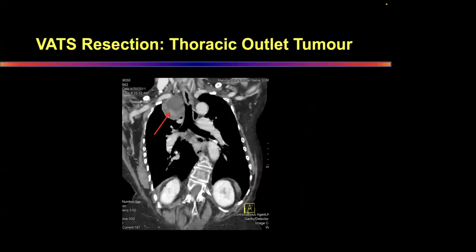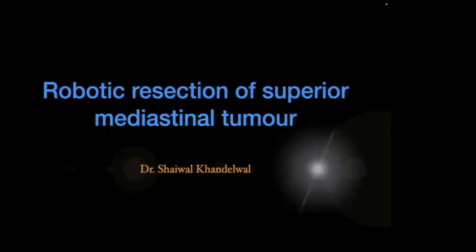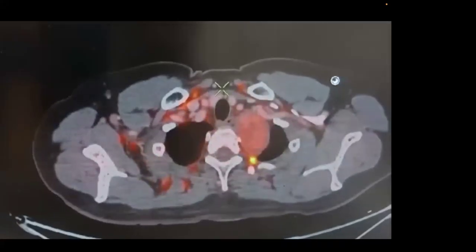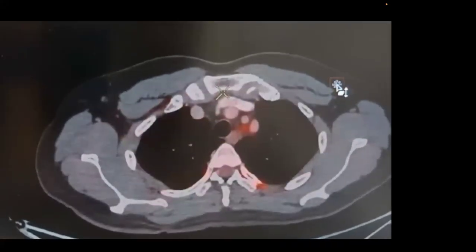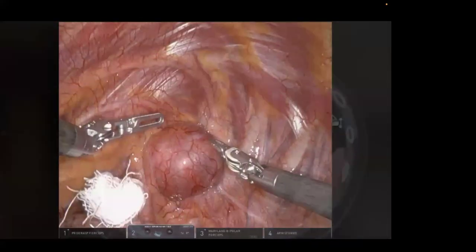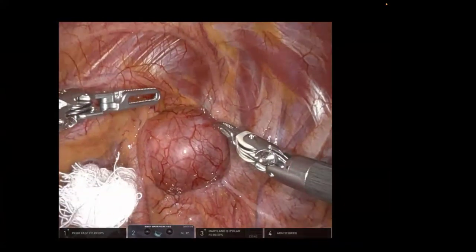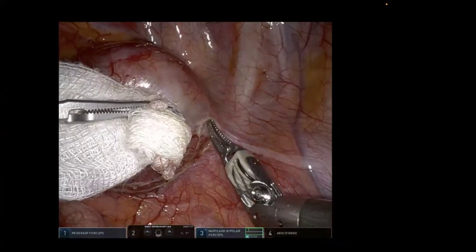For tumors at the thoracic outlet, the robot is a great tool because this area is very delicate. This patient came to us from Singapore, with a thoracic tumor at the left apex, closely abutting the left subclavian vein and the artery.